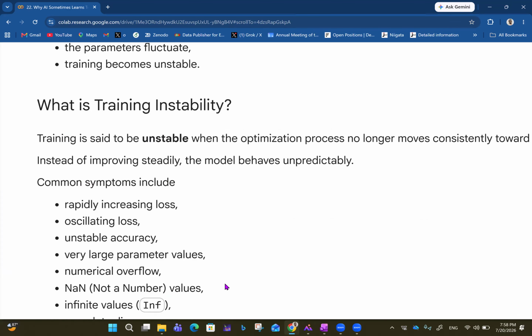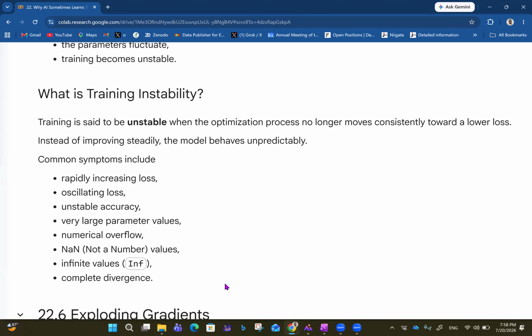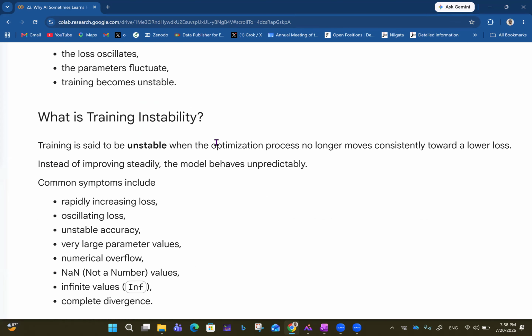And the question is, what is training instability? Training is said to be unstable when the optimization process no longer moves consistently toward a lower loss. So instead of improving steadily, the model behaves unpredictably. Common symptoms include rapidly increasing loss, oscillating loss, unstable accuracy, very large parameter values, numerical overflow, not a number values, infinite values where you have infinity, and then you have complete divergence like that.